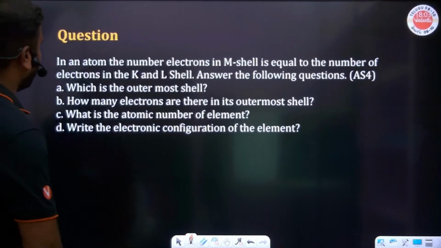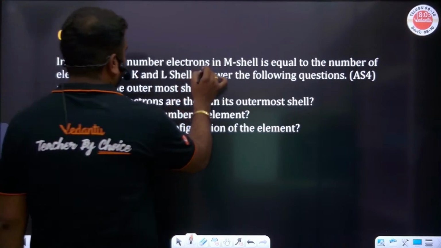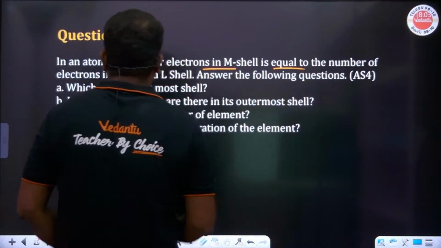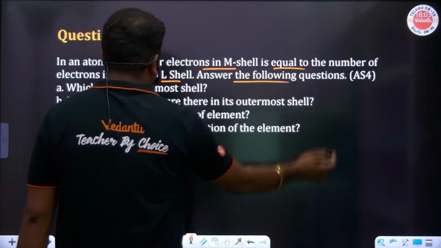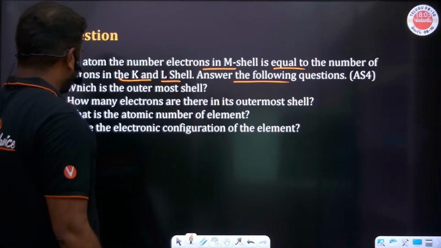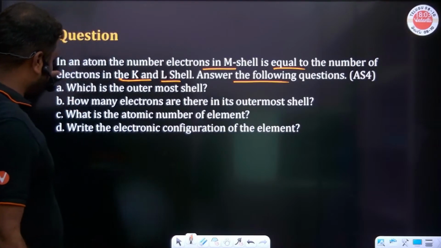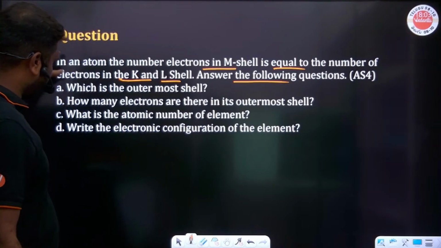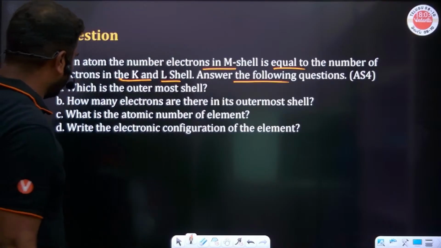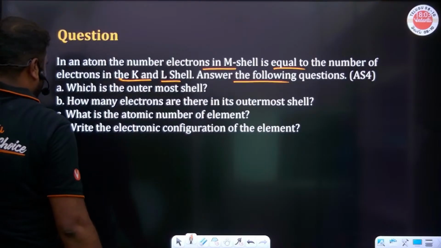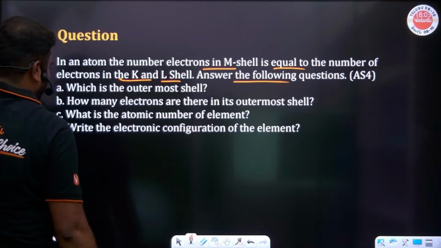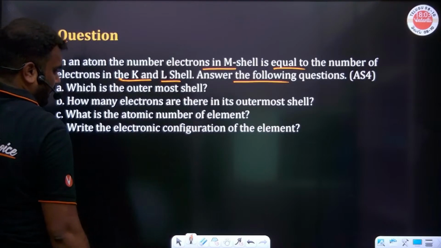Next, in an atom the number of electrons in the M shell is equal to the number of electrons in the K and L shells. Answer the following questions: which is the outermost shell, how many electrons are there in the outermost shell, what is the atomic number of the element, and write the electronic configuration of the element.